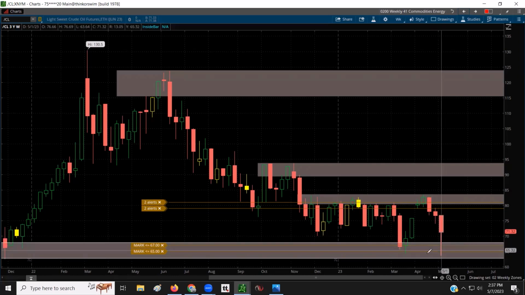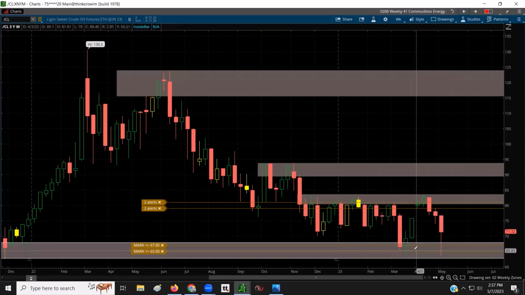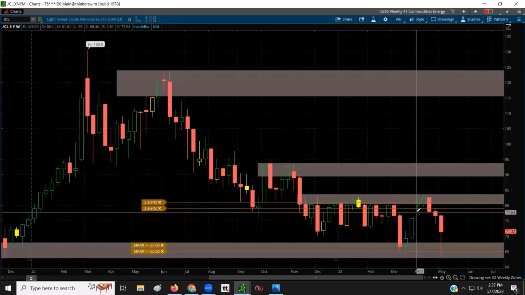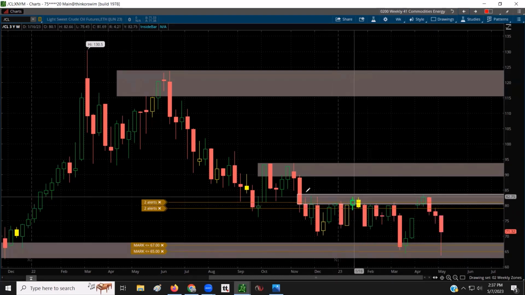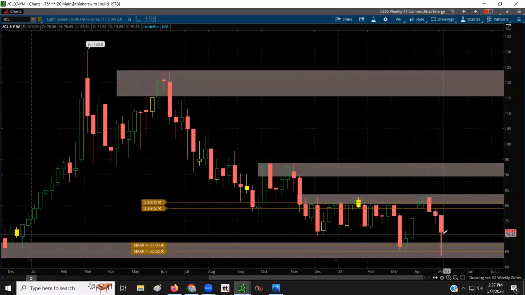What happened was it came down, tested this demand zone of buyers. Buyers stepped in, bought it again, and bought it up, defending this still as a demand zone. In the past, when it gapped up here, it went up into a supply zone of sellers. It had a follow through and then reversed, went lower.